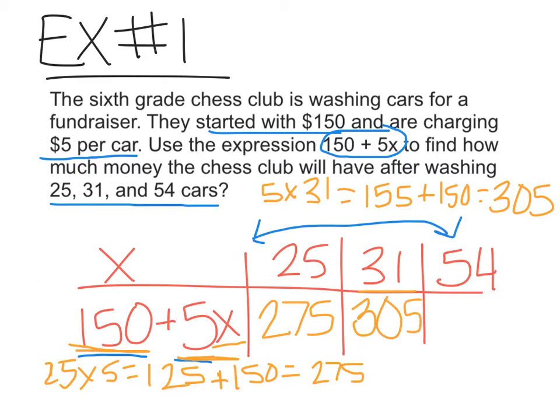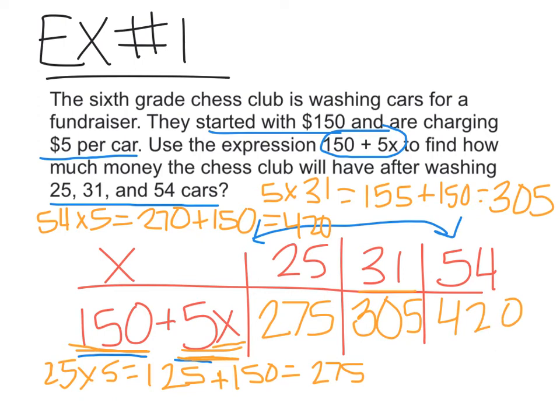And let's do our last number. We have 5 times x. x is 54. So 54 times 5, which gives us 270. And our last step is just to add $150, the 150 that they started with. So our total becomes 420. So basically all you're doing to fill in the table is plugging in the numbers for x in the equation or in the expression.